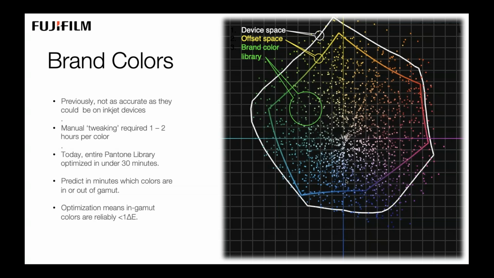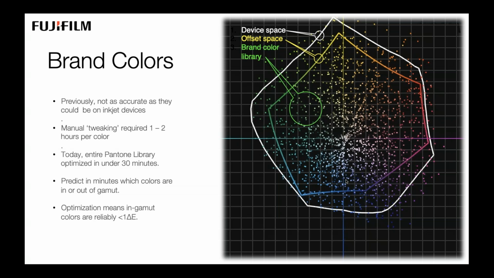So the illustration on the right shows that the white line is the device space, the yellow is a comparative offset space, GRACoL 2006, for example, and all the dots you see, that's the entire Pantone library compared to those two spaces. So my inkjet device, in this case, is going to give me a lot more chances to nail that spot color, that brand color.